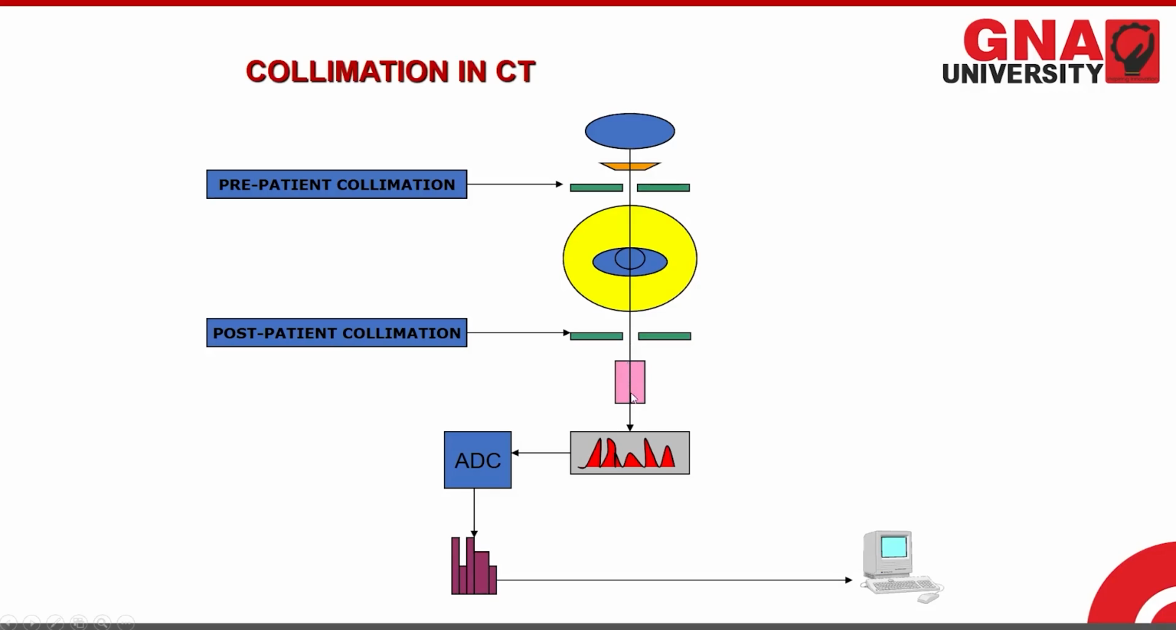Once they reach the detectors, the detectors will generate an electrical signal which will be forwarded to the detector electronics, which will convert it into a digital signal using a device known as the ADC. ADC stands for analog to digital converter. Now, this digital data is transmitted to a computer where the image reconstruction takes place and finally a CT image is created.